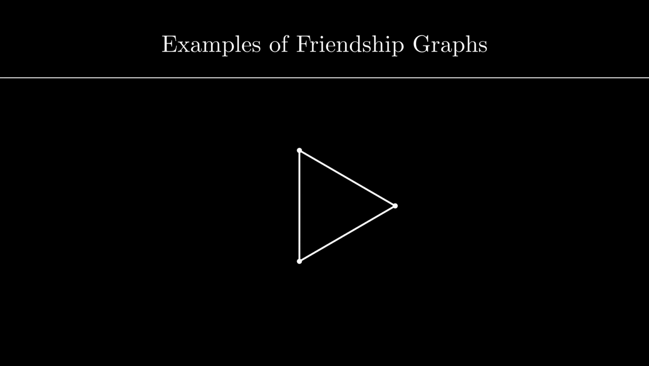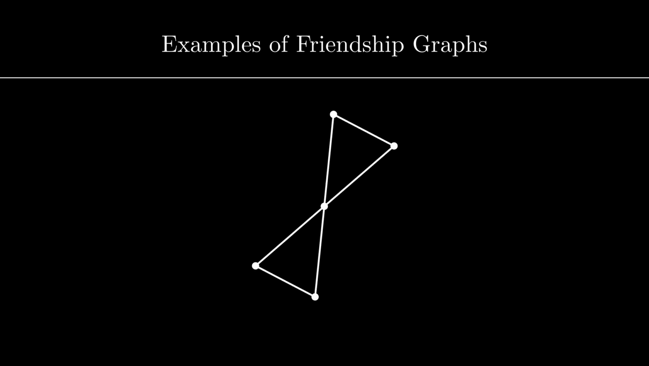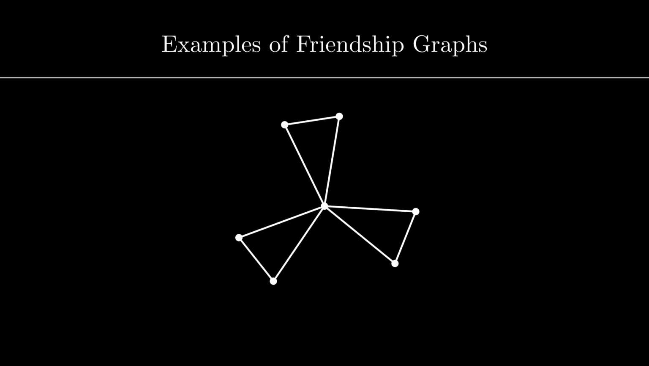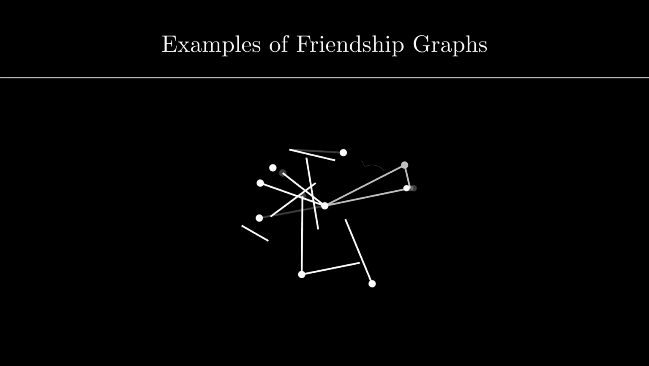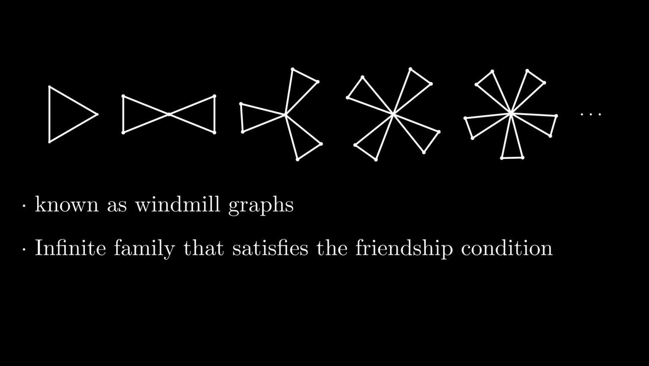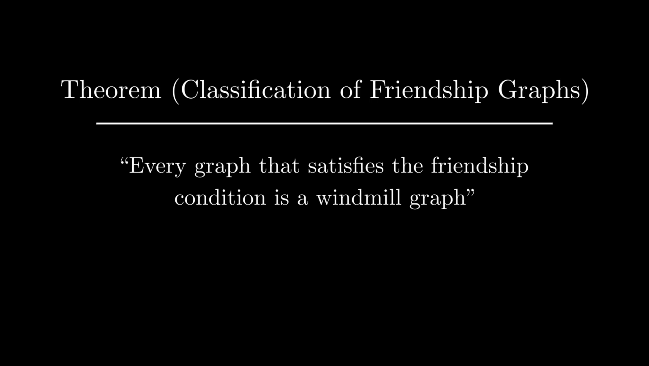Now from K3, we can construct a bigger friendship graph through adding another K3. Take a few moments to see why this graph satisfies the friendship condition. Now, out of this graph, we can build a bigger friendship graph by adding another K3. And we can construct an even bigger one through the same process. We can repeat this process to obtain an infinite family of graphs known as windmill graphs. This family of graphs are all friendship graphs, and as it turns out, they're the only such graphs. In other words, every friendship graph is a windmill graph.